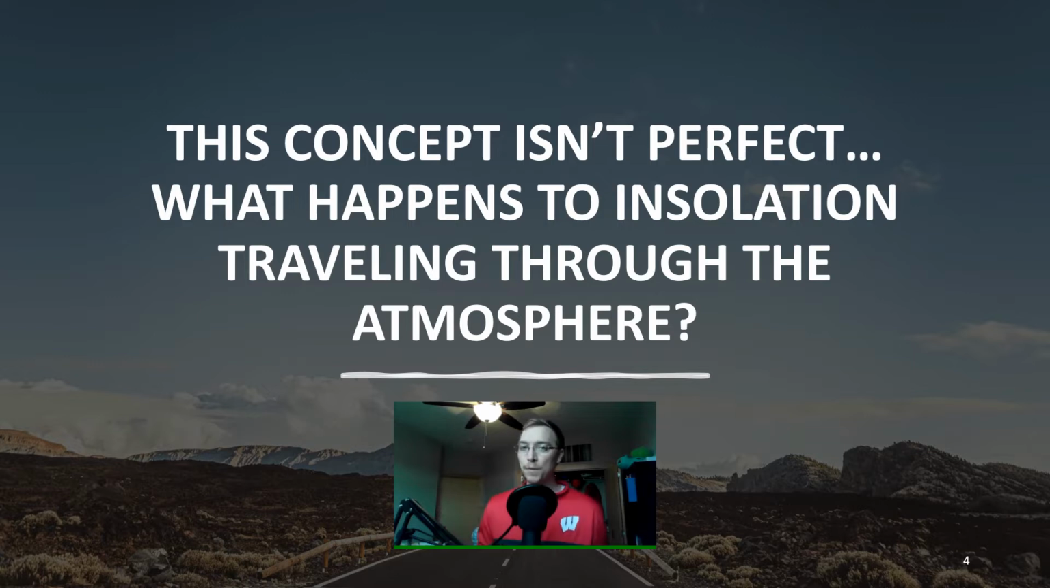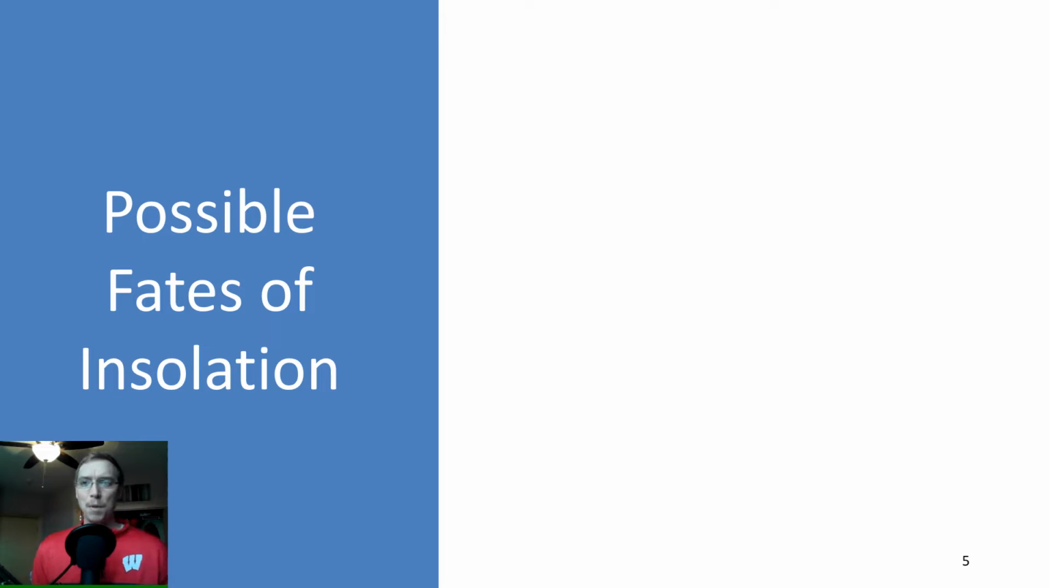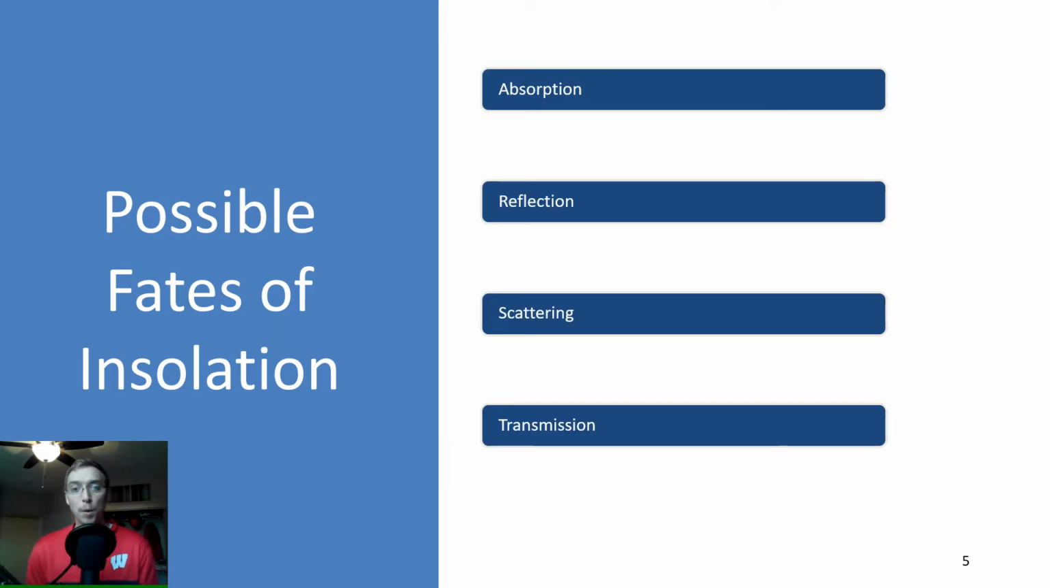Insolation traveling through the atmosphere has a lot of obstacles to overcome to warm the surface of our planet, and we're going to get into some of those in the next few slides. So what are some of the possible fates of insolation? Here are the four primary ones that we're going to talk about: absorption, reflection, scattering, and transmission.